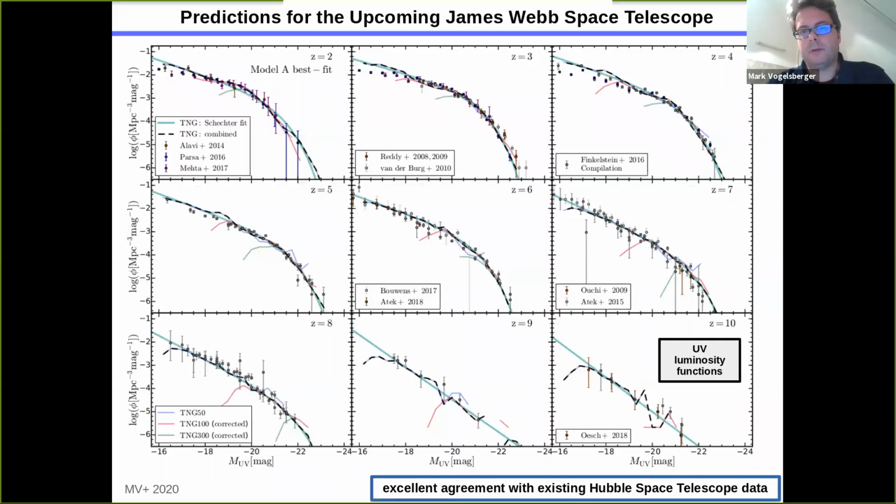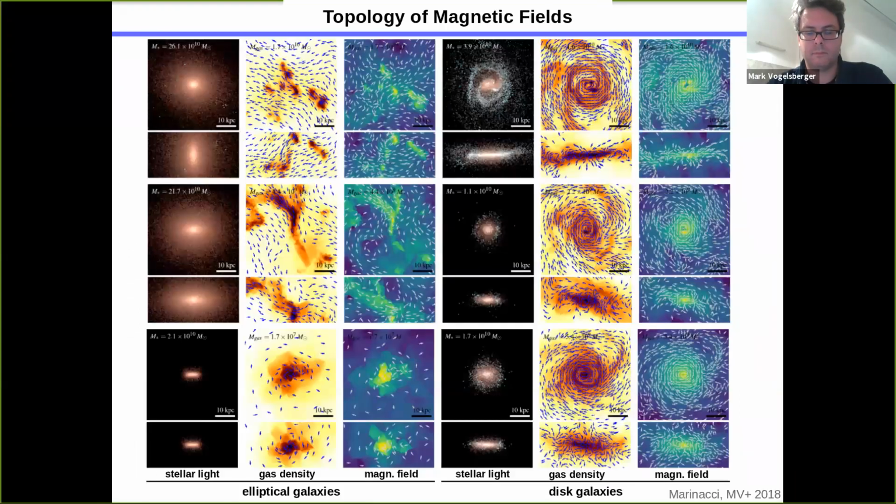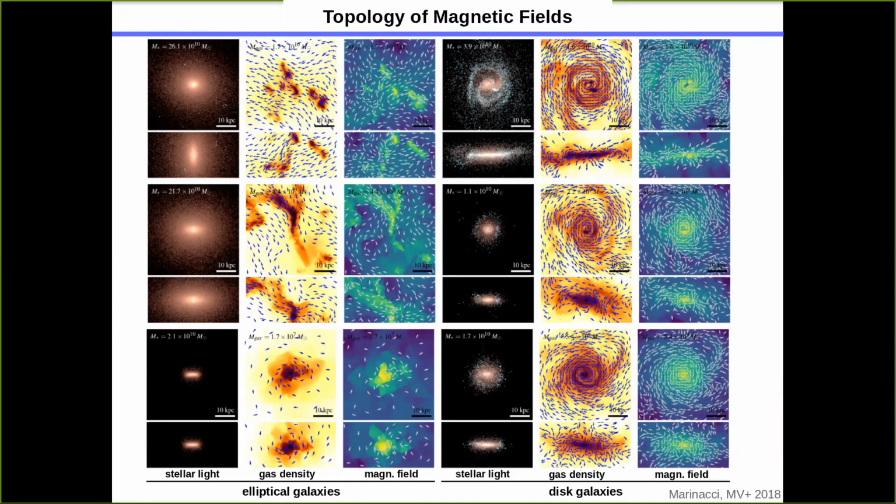Then you can also... I have a question. Yep, sure. Just about the strength of the magnetic field. As far as I remember, the dynamo that generates magnetic fields is quite resolution dependent in numerical simulations. So how did you do that in this?